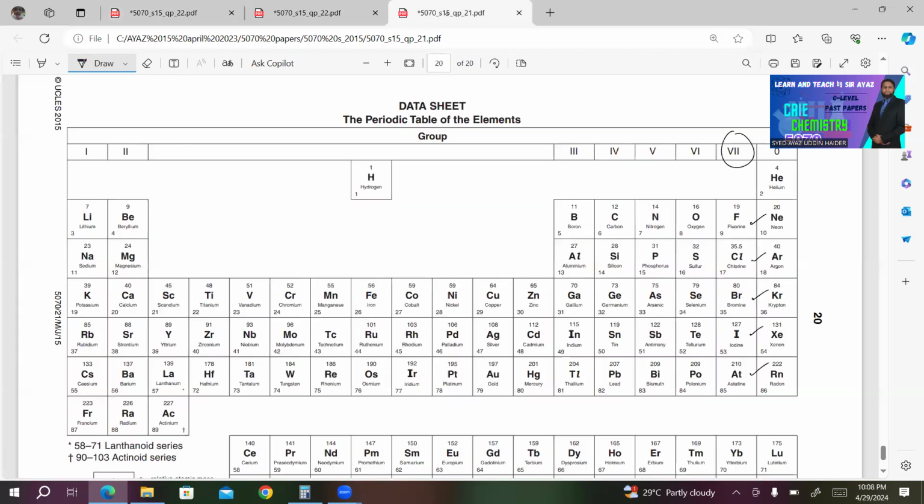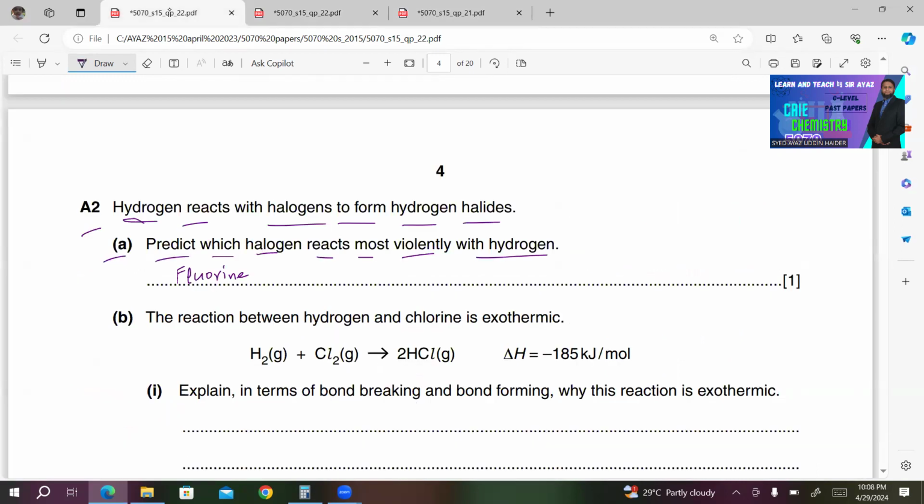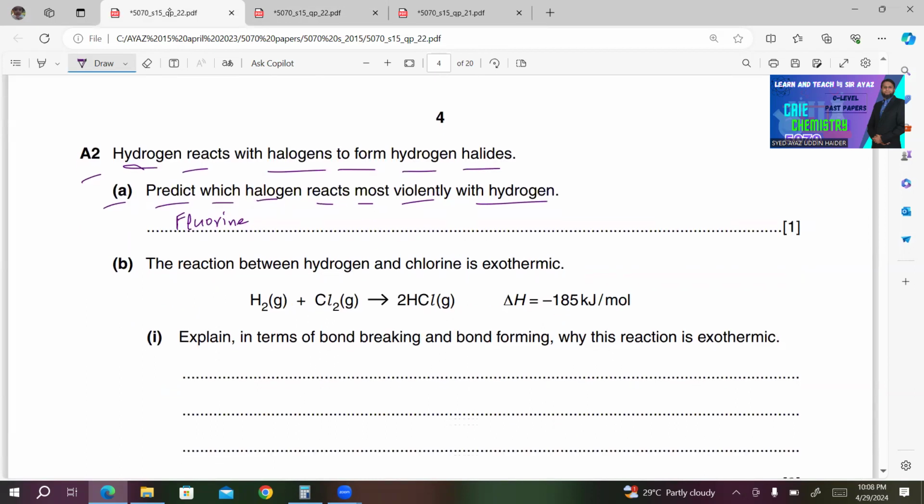Because in this group, as you go down the group, the reactivity decreases. So fluorine must be highly reactive. It will react violently. B. The reaction between hydrogen and chlorine is exothermic. This is the reaction. H2(g) plus Cl2(g) gives 2HCl(g). Delta H is minus 185 kilojoule per mole. (g) means gas state, and this is the delta H, which is enthalpy change.